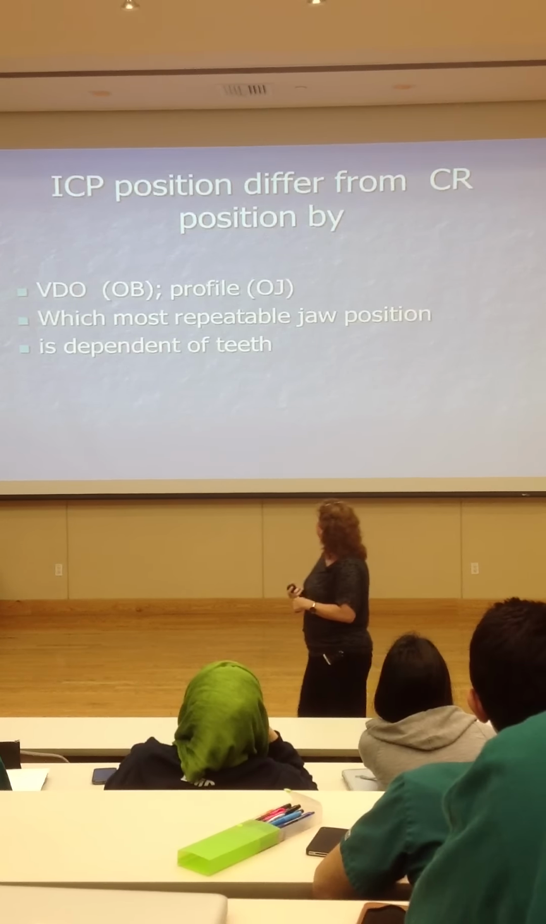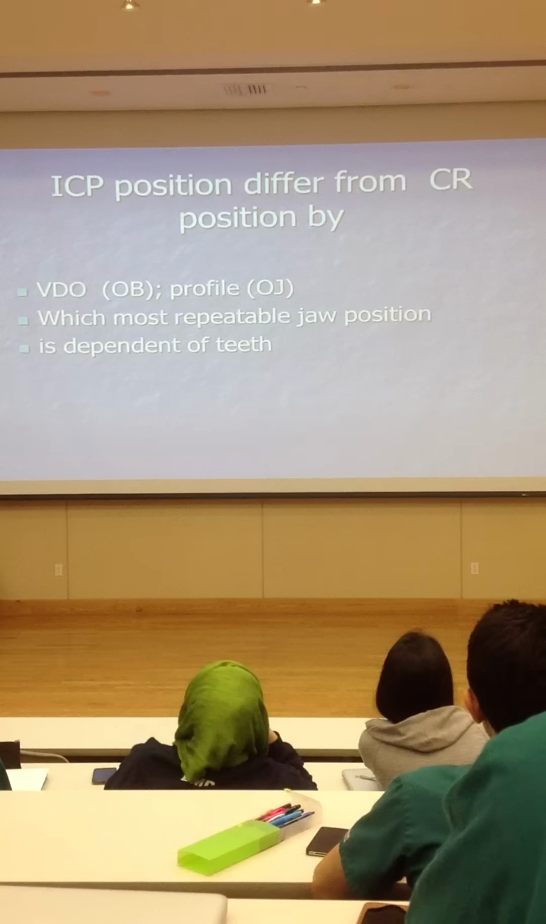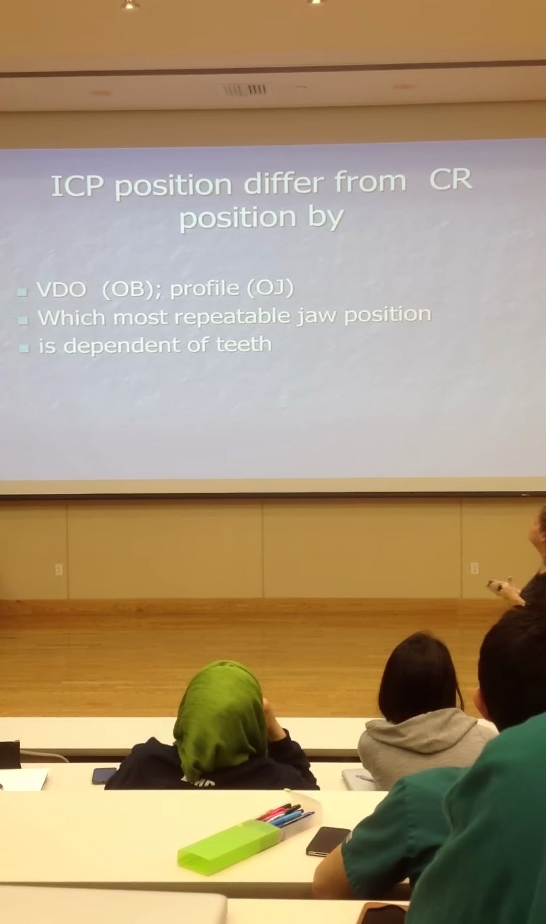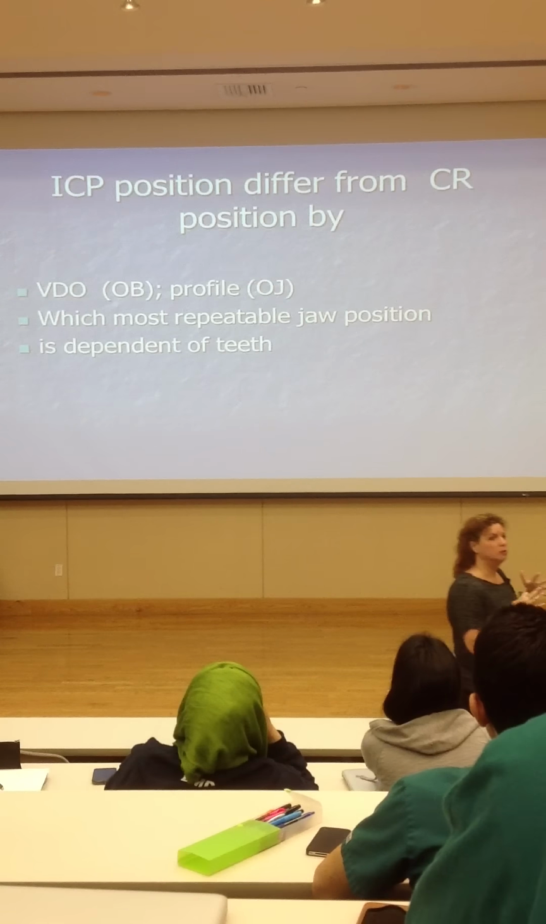Let's talk again about ICP and centric relation. When we are in centric relation, go back to your retruded contact position. Retruded contact position sits on the centric relation line. It's the first time the teeth touch in centric relation. Remember that. What's the difference in vertical dimension and in profile, meaning overjet and overbite, between the ICP position and the retruded contact position?